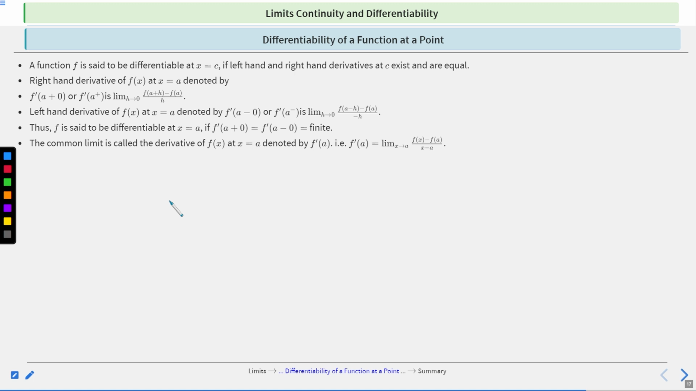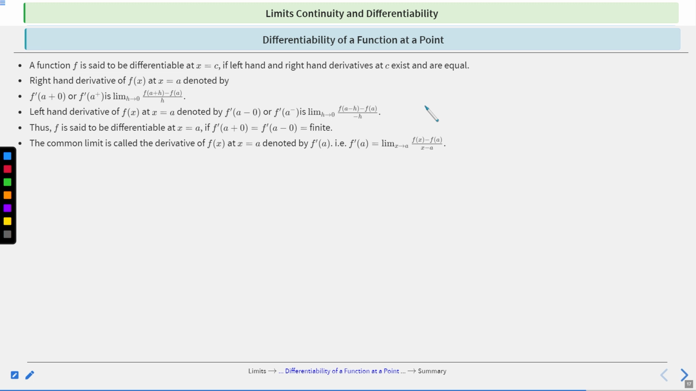Next one is, a function f is said to be differentiable at x equal to c if the left hand and right hand derivatives at c exist and are equal. Right hand derivative of f(x) at x equal to a, denoted by f'(a+0) or f'(a+), is limit h tending to 0 of f(a+h) minus f(a) upon h. Left hand derivative of f(x) at x equal to a, denoted by f'(a-0) or f'(a-), is limit h tending to 0 of f(a-h) minus f(a) upon minus h.